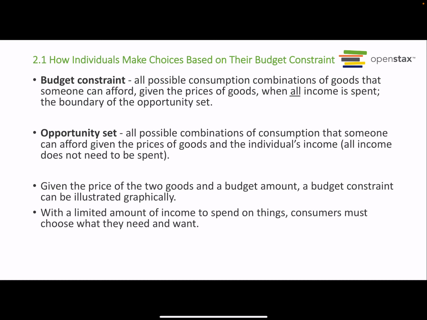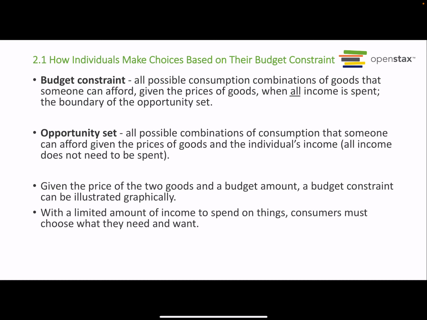The budget constraint is all possible consumption combinations that a person can afford given the price of the goods if they're spending all of their income. So if our income is $200 a week, then what are all the combinations of different goods and services that we could consume that week with our $200 budget? That's the basic idea of a budget constraint.